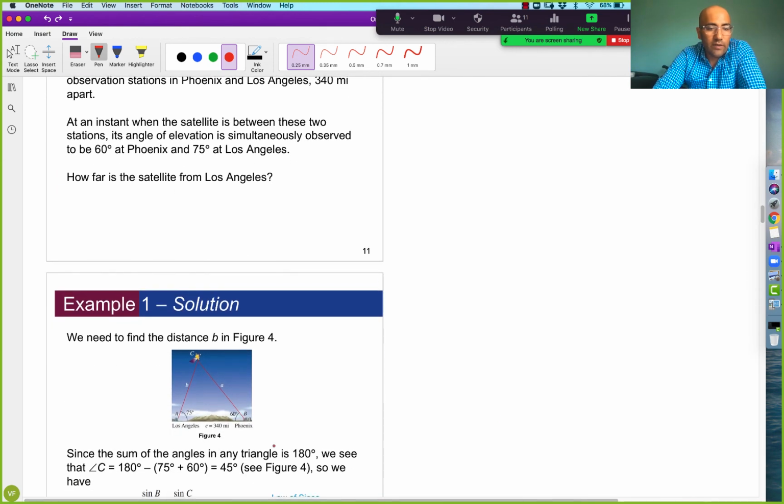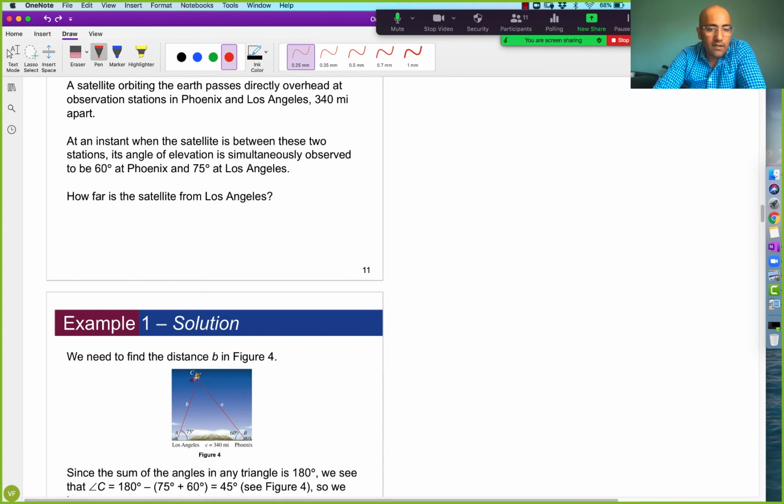Okay, so here's a nice little image for it. There's a satellite between the 2 cities. So here's Los Angeles, here's Phoenix. The angle of elevation from Los Angeles is 75 degrees. The angle of elevation from Phoenix is 60 degrees. Good. And we know that they are 340 miles apart. So from that, we can draw this basic triangle that comes up this way, comes across.